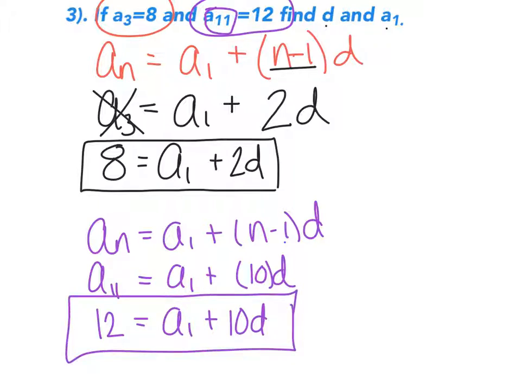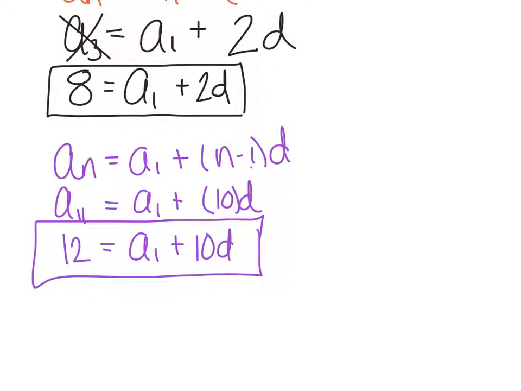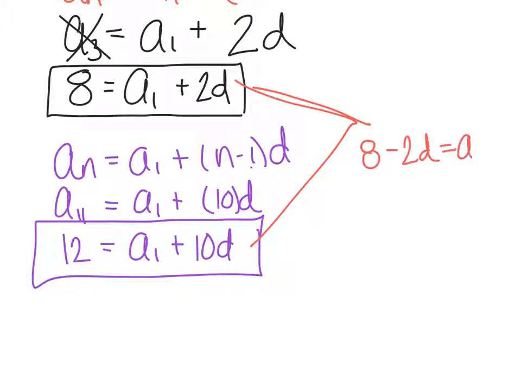What you'll notice that we get is a system of equations. And we've done 2 by 2 and 3 by 3 this year with some pretty good success. So what I want you to do is we're going to take these two and we're going to put them together and we're going to solve this equation. So I'm going to take this first equation over here and I'm actually going to solve it for a sub 1. So I'm going to say 8 minus 2d equals a sub 1. Would you agree with that? I just subtracted this 2d over to get a sub 1.